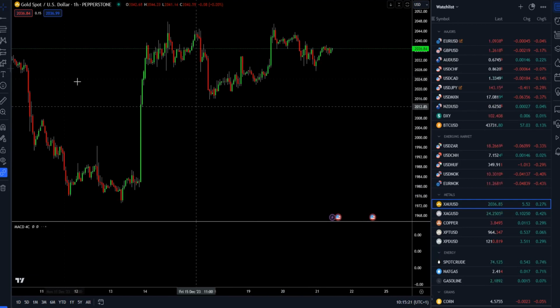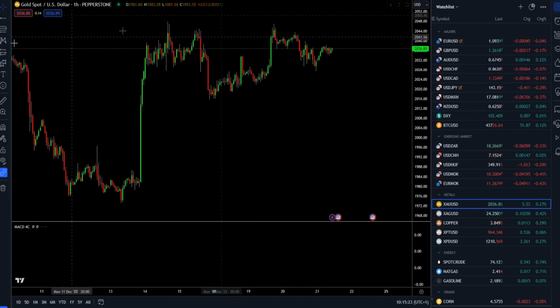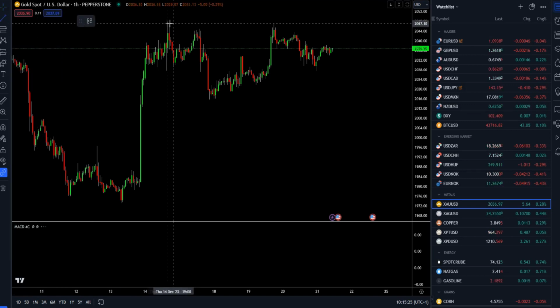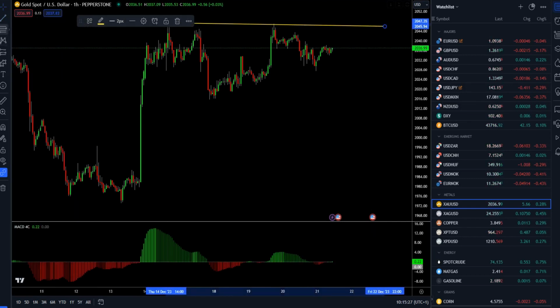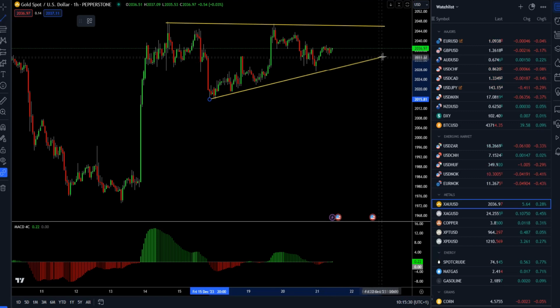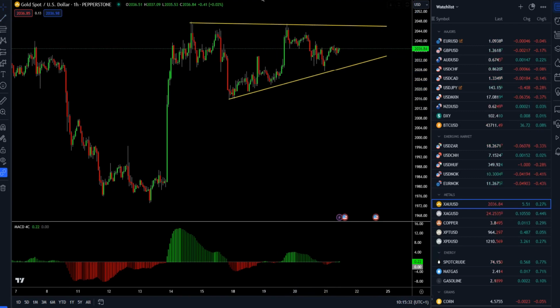Now speaking of the gold market, nothing really changed since our previous update. So we still can see that market is trading in the consolidation, more like in the triangle pattern. So let's see about potential breakout.